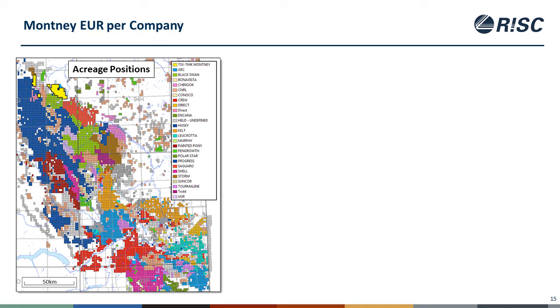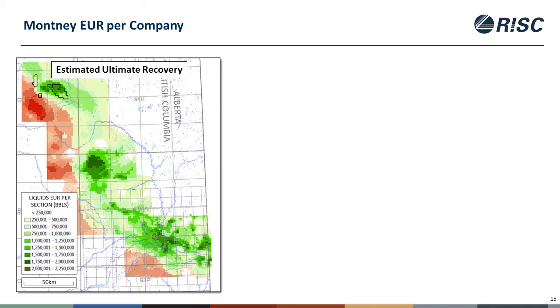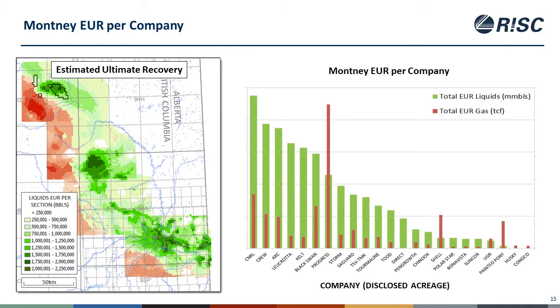We can also look at the held acreage positions over the plays and spatially join the acreage maps to our EUR interpretations to look at what individual companies are holding in terms of liquids EUR and gas EUR potential in their respective positions. And so for the Montney, for example, this is a histogram of companies' disclosed acreage spatially joined to our interpreted EUR calculations. For asset evaluations, the Atlas allows us to search on specific companies or areas and directly get an estimate of that company or that area's estimated ultimate recovery potential.